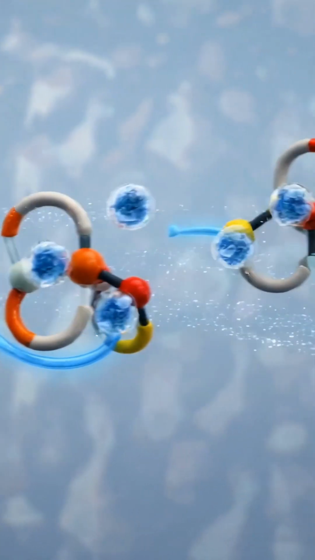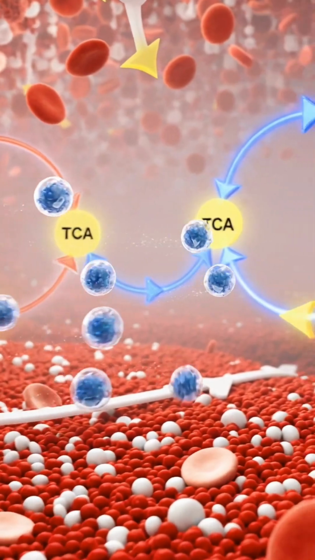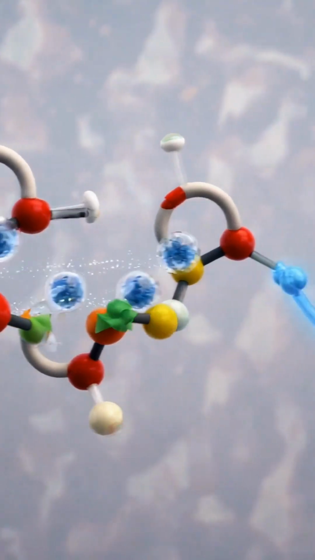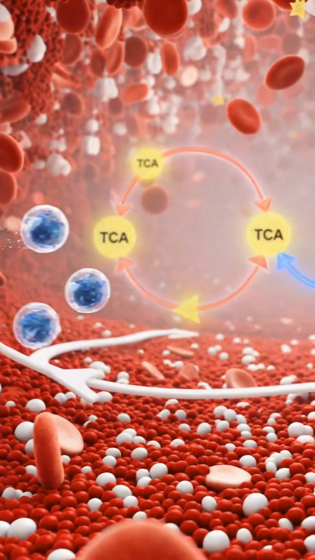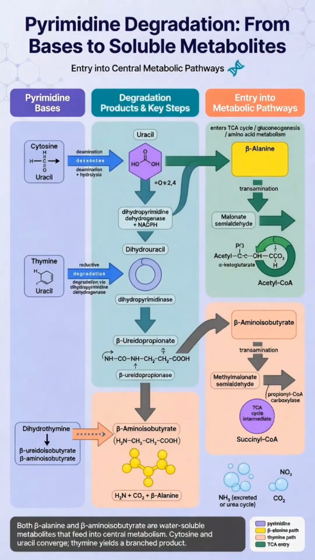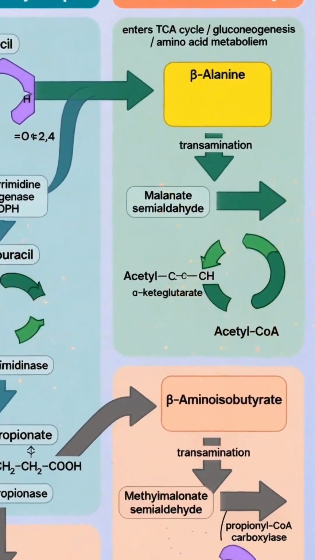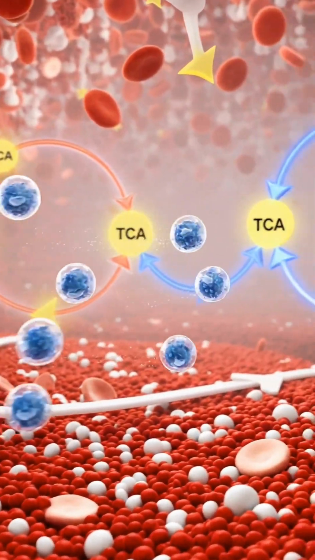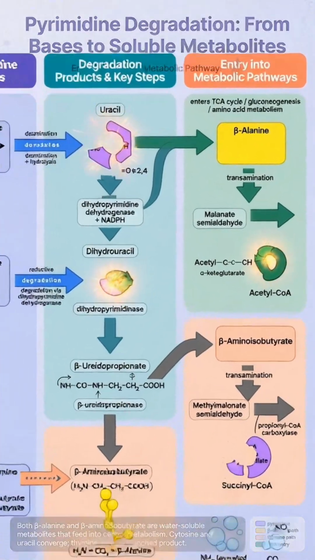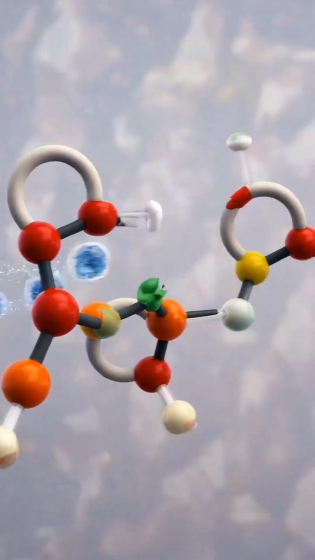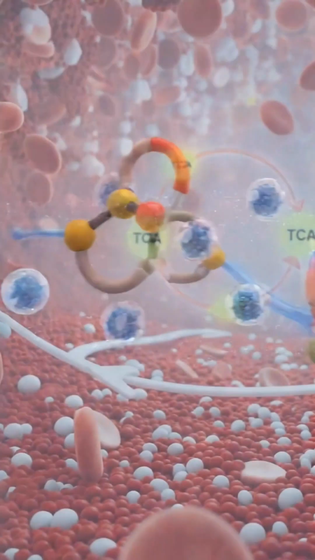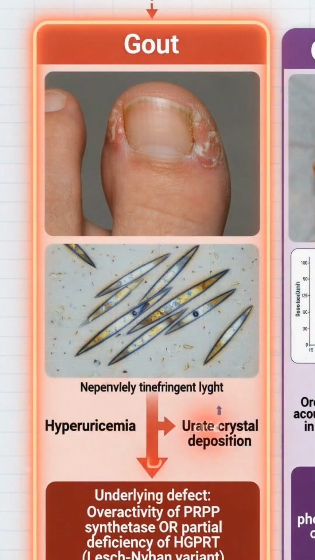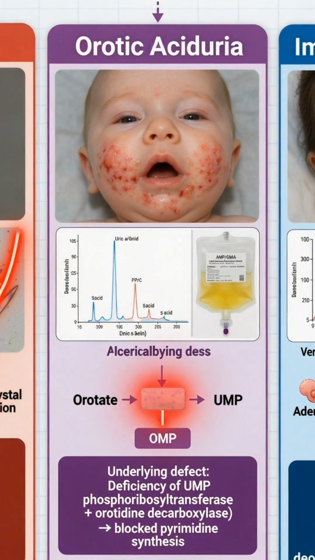After that, you look at pyrimidine degradation. Pyrimidine degradation differs significantly from purine degradation. The end products are highly water-soluble compounds such as beta-alanine and beta-aminoisobutyrate. Therefore, pyrimidine breakdown rarely leads to crystal-associated diseases. When you look at this image, it is an educational infographic illustrating pyrimidine degradation products entering the metabolic pathways.